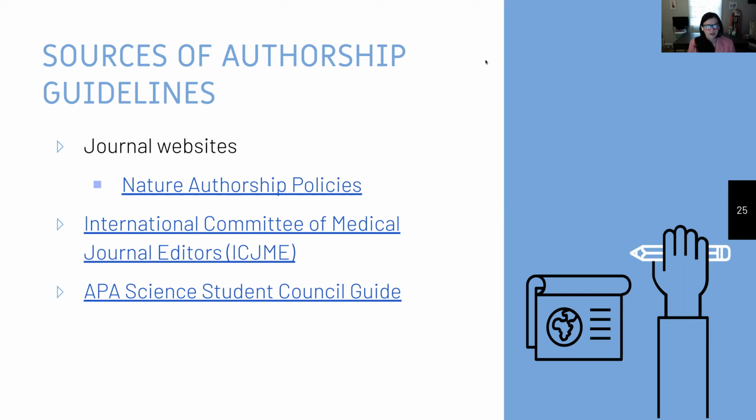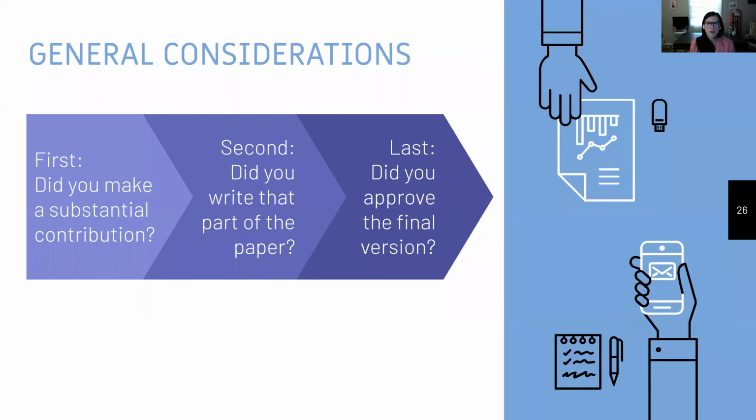The International Committee of Medical Journal Editors has also published a list of criteria that you can refer to when trying to decide, are you an author or are you not? As well as the APA Student Science Council. In all of these, one of the considerations they talk about is, did you make a substantial contribution? A substantial contribution can be actual experimentation, the work, the conceptualization or design of the project. It can be any one of those things. And that is the first benchmark: did you make a contribution in one of these areas?